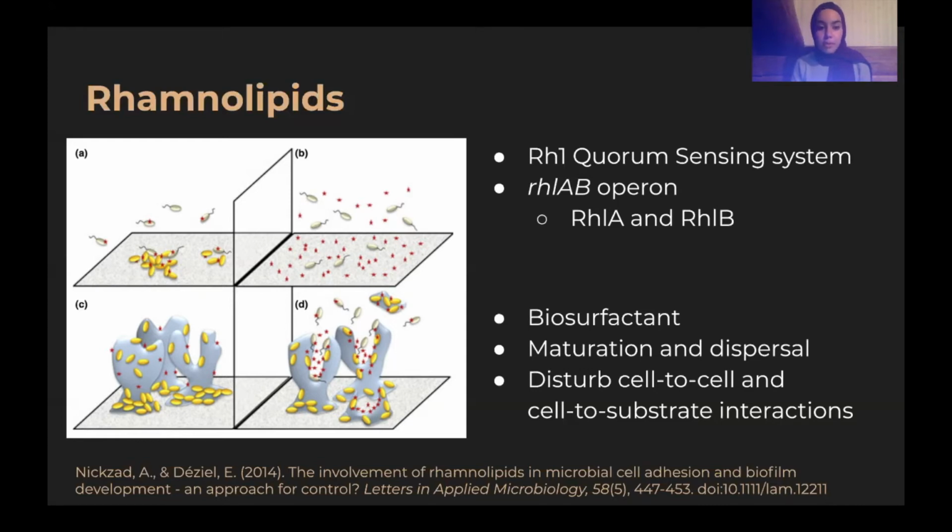They are remaining motile. Then in figure C, we can see that these rhamnolipids are playing a role in the maintenance of the biofilm. And finally, in figure D, we can see that at the late stages of biofilm development, rhamnolipids are promoting the dispersal of these cells.